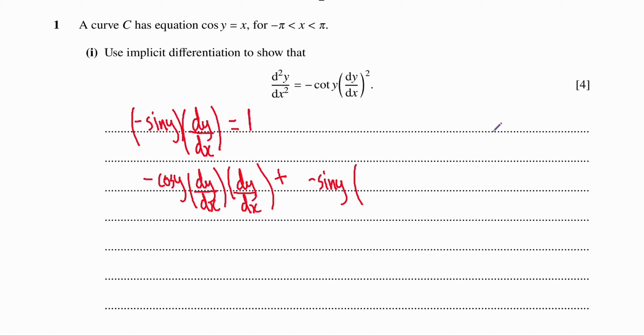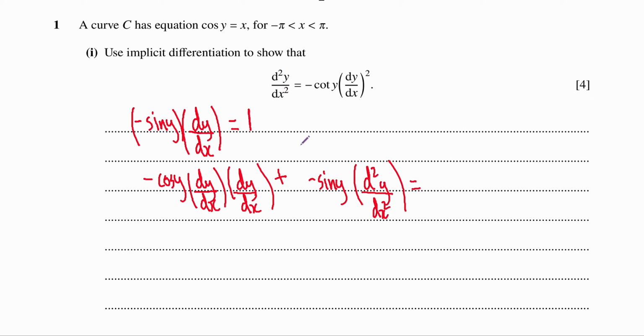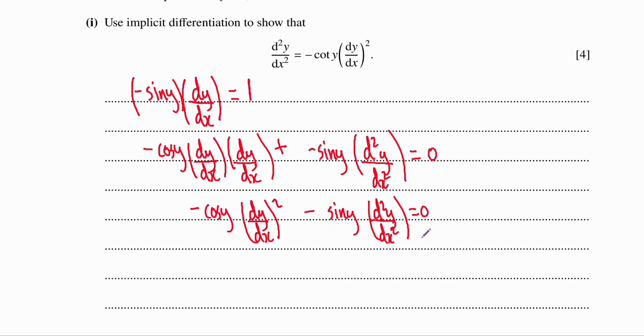Well, what's the derivative of a derivative? That's just the second derivative, right? So you just have the second derivative right here, d squared y by dx squared. And this is equal to the derivative of 1 with respect to x. That's just 0, because the derivative of a constant is just 0. So now you have minus cosine y dy by dx all squared minus sine of y times the second derivative of y with respect to x is equal to 0. Well, now we can just rearrange this equation, right?